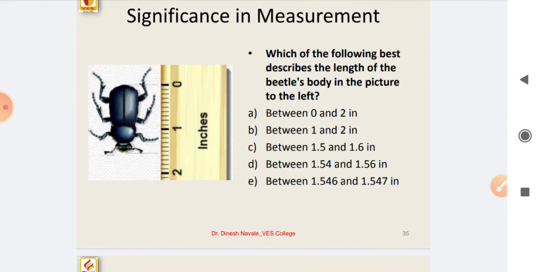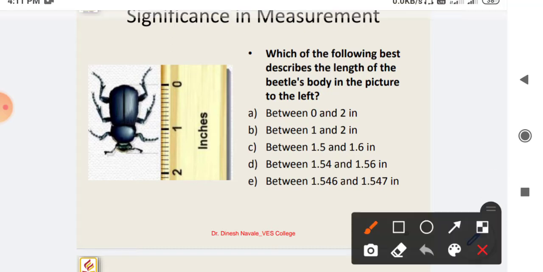Now consider an insect whose length we need to measure. There are 5 options. Which one best describes the length of the beetle's body in the picture to the left? Here we can say that the length is greater than 1 but less than 2, so it is between 1 and 2. But is that sufficient? No, we cannot just say the length is between 1 and 2 and represent this as our result.